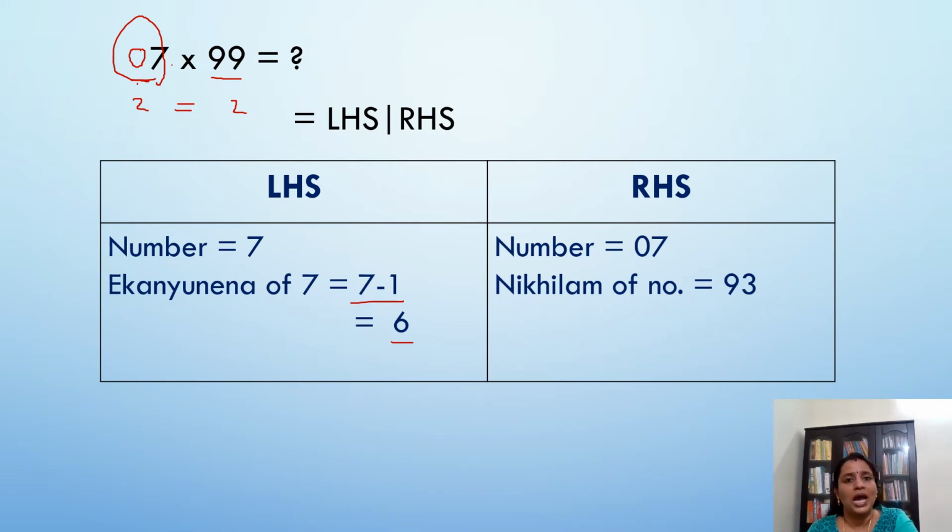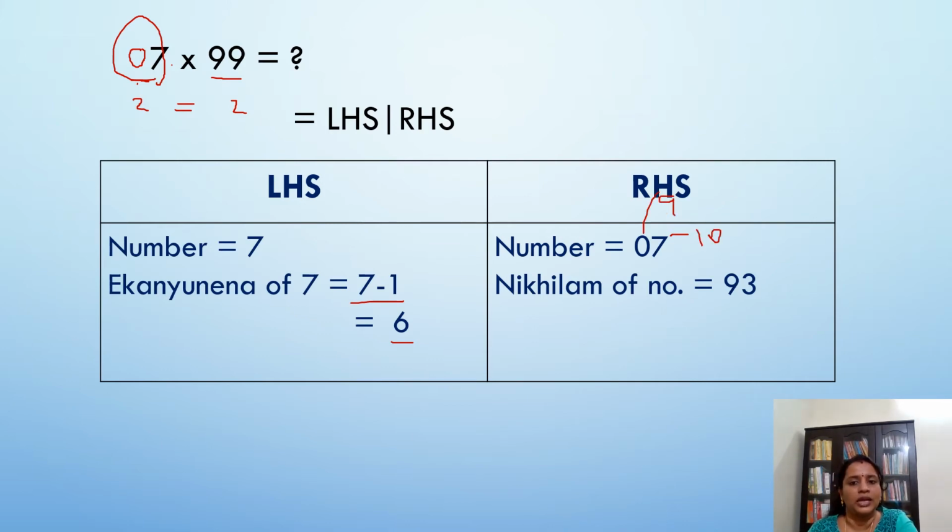And for my RHS, what do I have to do? I have to find the Nikhilam of this number. For Nikhilam, it is all from 9 and last from 10. My last digit is 7 and my other digit is 0 here.